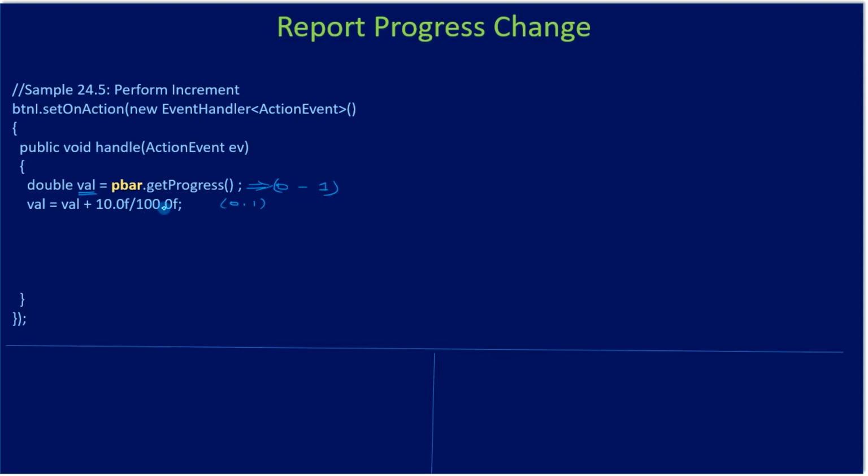10 divided by 100, that means we are incrementing it by 10%. For readability purposes we have written it like that. You can also do val plus 0.1.